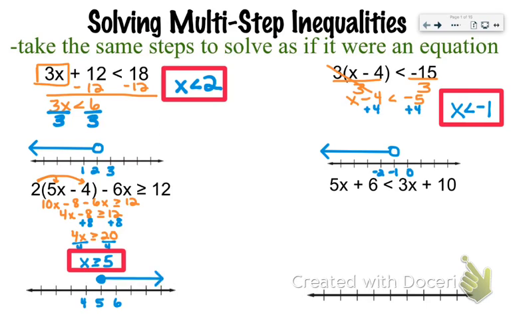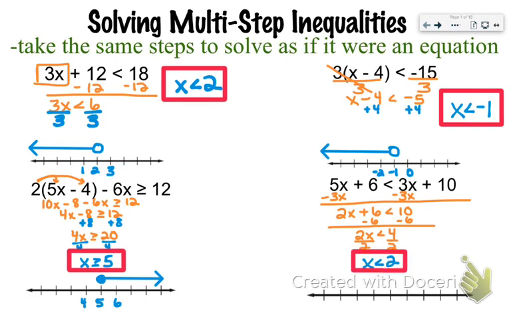Our last problem, we have variables on both sides, so let's get our letters to the left. So we'll subtract 3x from both sides. That gives us 2x plus 6 on the left and a 10 on the right, and then our regular numbers to the right, so subtract 6 from both sides. We get 2x is less than 4, and get x by itself by dividing both sides by 2. This is the same graph as our first example, open circle at 2, and it's less than, so arrows go to the left.